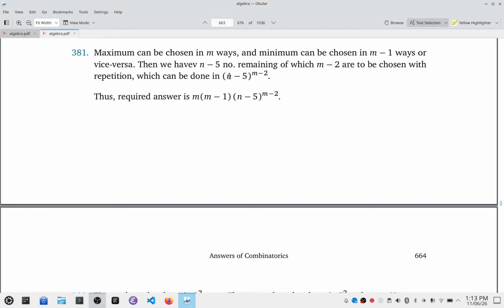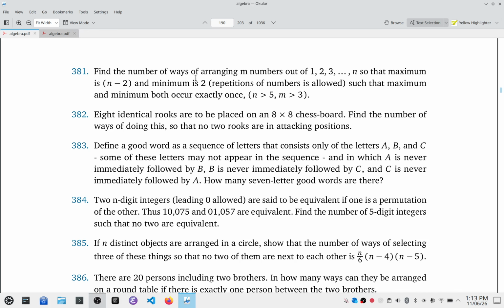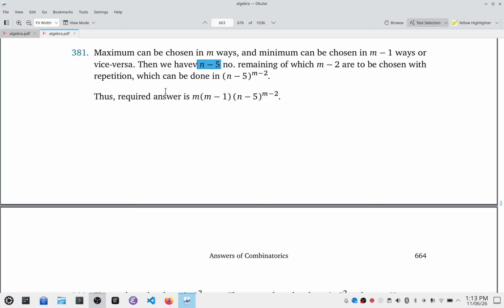Okay. So why do we have n minus 5 numbers remaining? Because the maximum is n minus 2 and the minimum is 2. So we are leaving 2 numbers here and 1 number here, so that is 3. Then the minimum itself and the maximum itself, so that is 5. Okay. So the required answer is m multiplied by m minus 1 multiplied by n minus 5 to the power m minus 2.